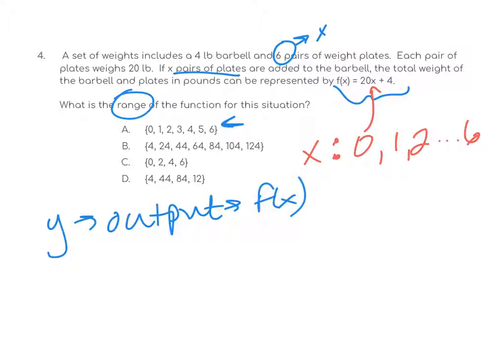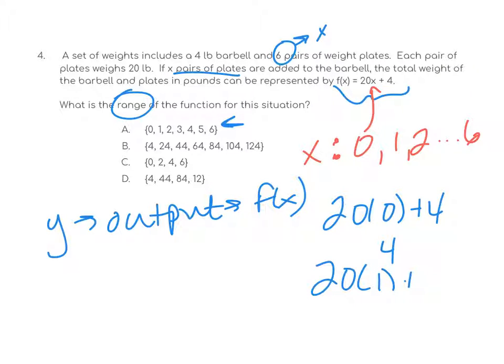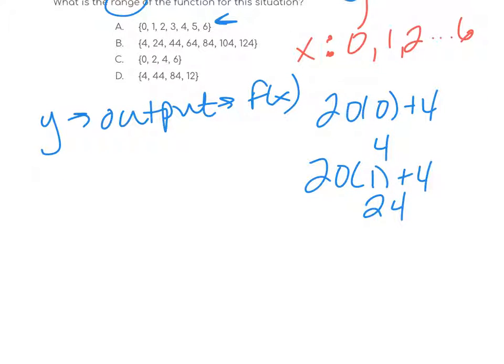It asked for range. So I'm going to do 20 times 0 plus 4, which is going to give me 4. And then 20 times 1 plus 4, which is going to give me 24. And then 20 times 2 plus 4, which is going to give me 44, etc. And B is going to be my answer.